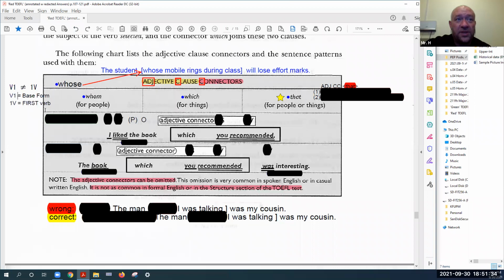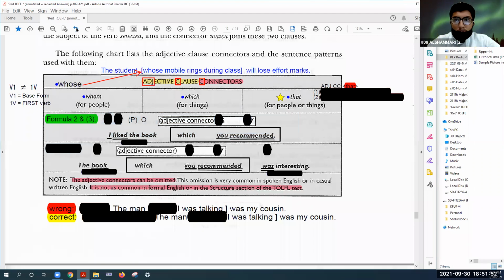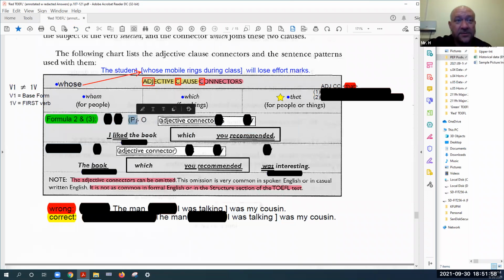Al-Shamari, let's start with this formula. Which formula is it? I liked the book you recommended. Is it formula 1 or 2 or 3? What is it? I like the book, which is Formula 2. Excellent. And when there's a preposition, formula 3. Yes. Go ahead, explain it, please.